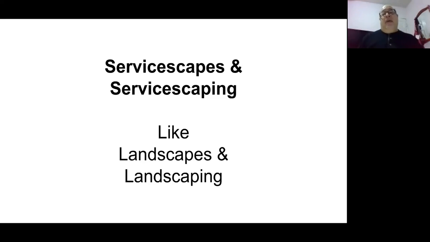Servicescaping is like landscaping. Whether you did the landscape yourself or you hired somebody, landscaping is going around and figuring out what to plant and where to put it. Especially in other parts of the country where there are more seasons, you want a landscape that looks nice all year long, so in the spring and the fall, it will still look nice. You may have certain things that bloom or change color at different times of the year to make it all work together over time. So just like landscaping is creating the landscape, servicescaping is the act of creating the servicescape for your business.